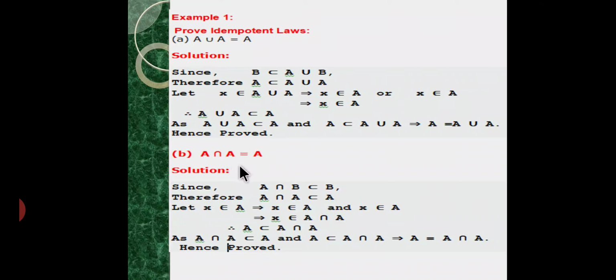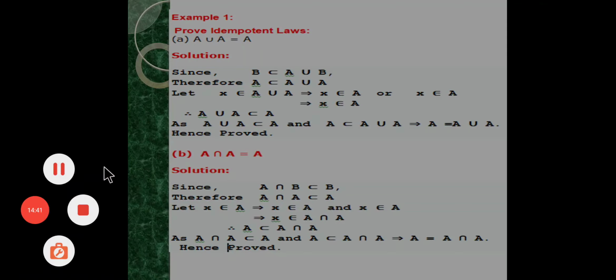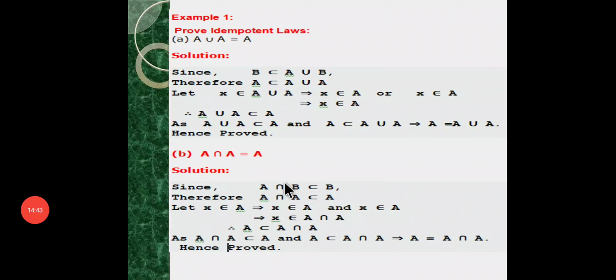Next one, A intersection A is equal to A. Solution. A intersection B is a subset of B. From this condition, A intersection A is a subset of A.